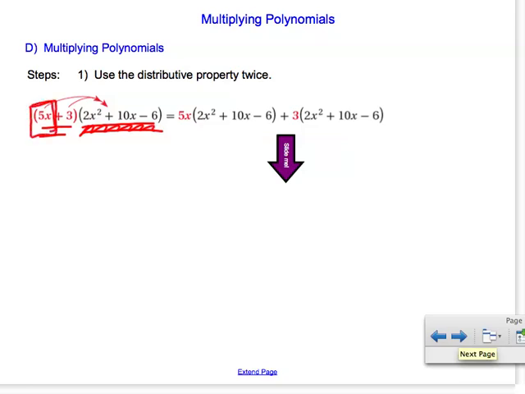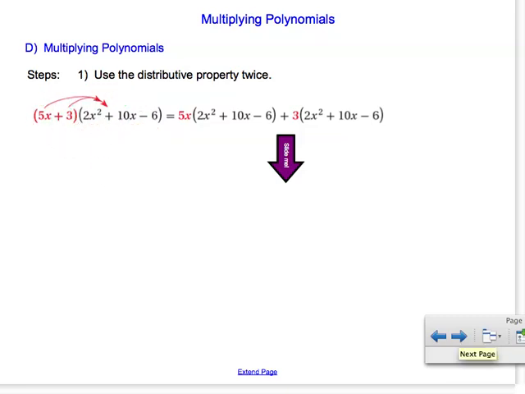5x, we're going to split up this first one because it's only made of two terms, 5x plus 3. So I'm going to take 5x and I'm going to multiply it by every single piece of my second polynomial. In this case, it's 2x squared plus 10x minus 6. And then separately, I'm going to multiply positive 3 times each piece of my trinomial that comes after.